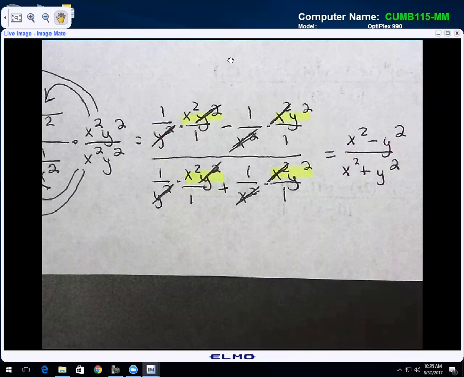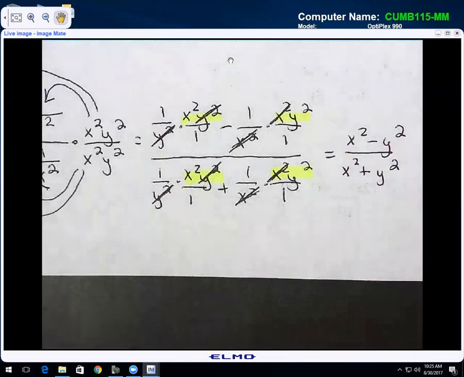Go back, simplify further. Can I factor the x squared minus y squared? It's the difference of 2 squares. Can I factor the x squared plus y squared? It's the sum of 2 squares. If you try x plus y times x plus y, you'll get a middle term. You can't factor the sum of 2 squares. You can only factor the difference of 2 squares.